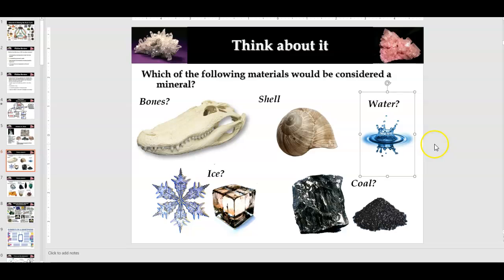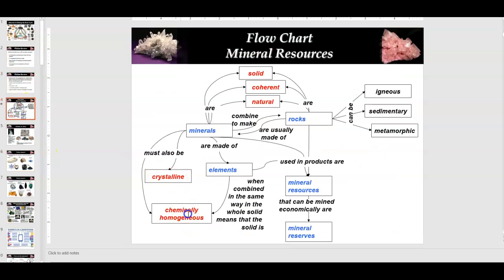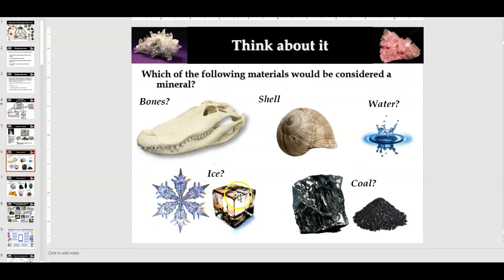Water can't be a mineral because obviously it's not a solid. Coal is made from organic material, so it's not a mineral. In this case, it's ice. If you think about it again, ice is crystalline, it's chemically homogeneous, it's H2O, and it's solid, coherent, and natural. So ice would absolutely be considered a mineral.